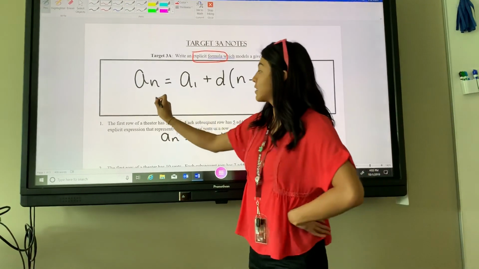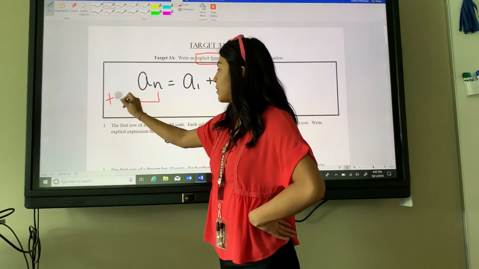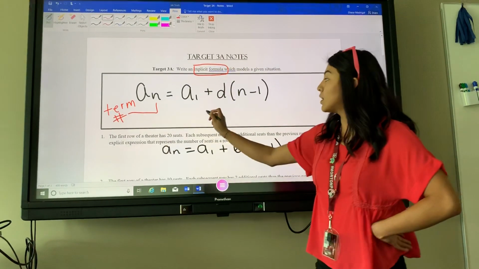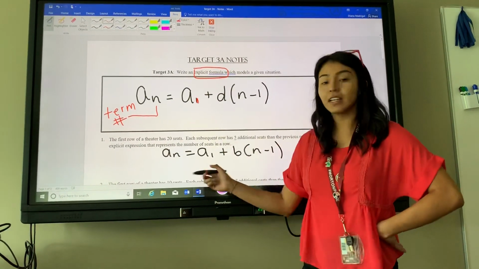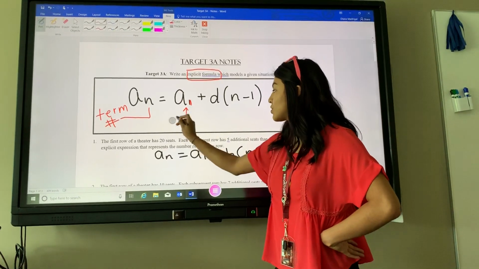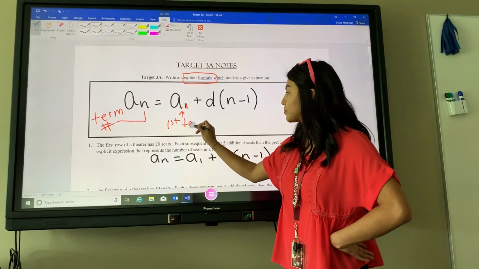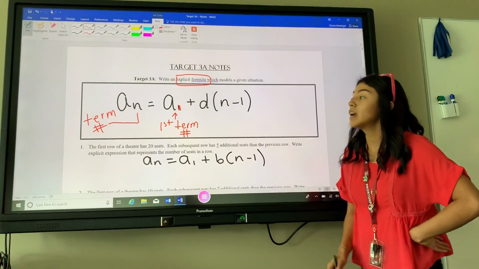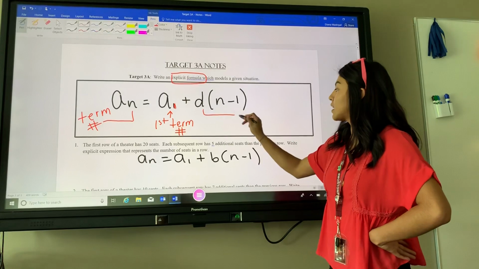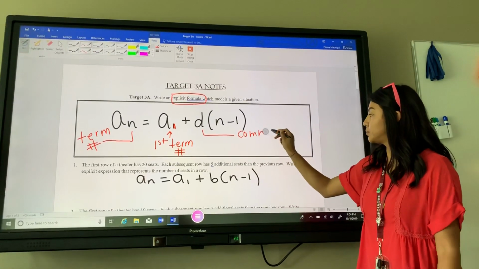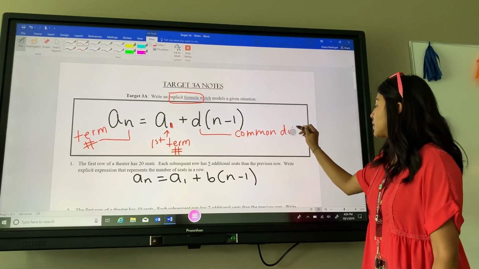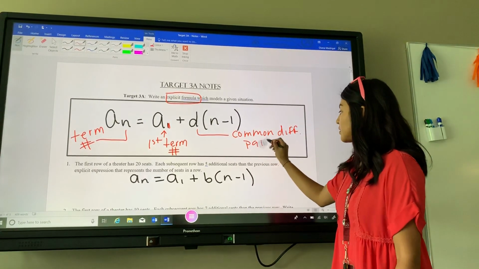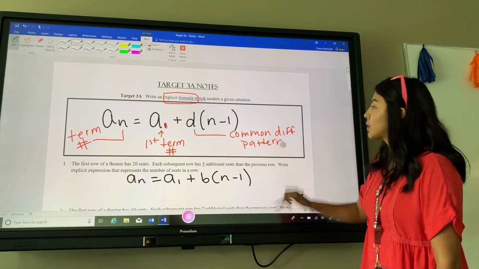Okay? N means the term number. Okay? A1, it has the 1 for a reason, is our first term, or first number. Alright, D means the common difference. And what is a common difference? It's a pattern. Okay, what do I mean by pattern?